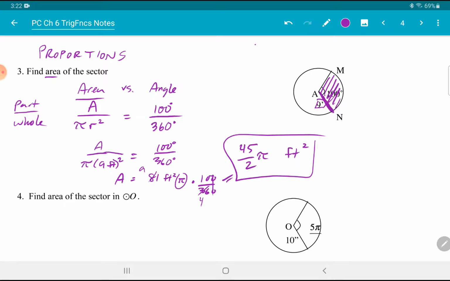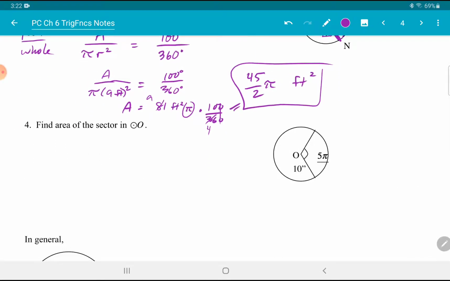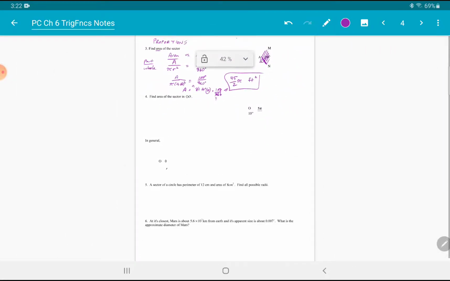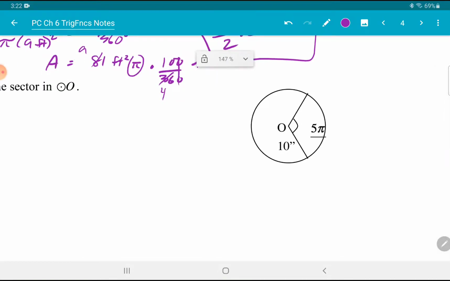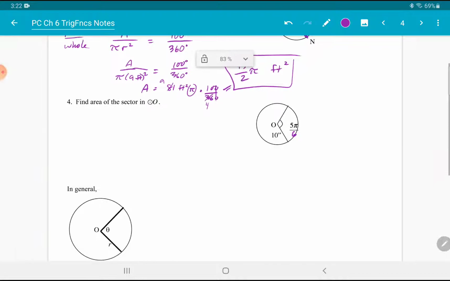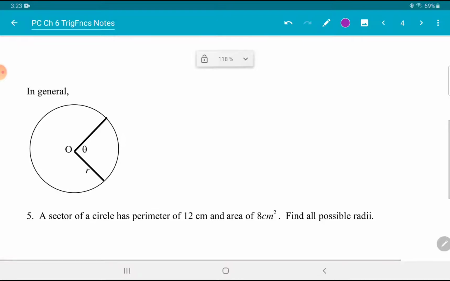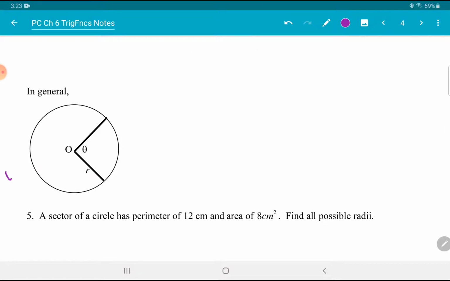Number 4, I'll leave to you. Again, you can just practice your ideas of proportions here. This looks kind of weird here. I believe there should be a 6 there, but you can go ahead and work on number 4. Pause the video, work on that example, and then when you come back, unpause, and let's look at, in general, what the formula is of sector area.